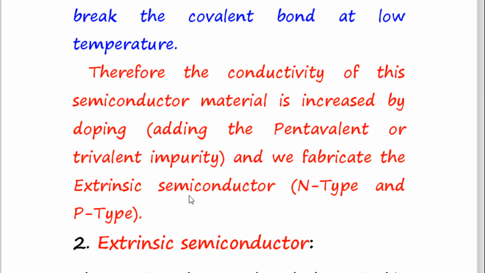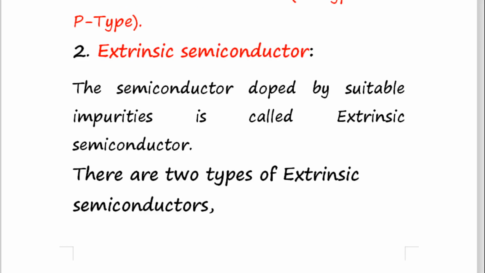And now we'll study how to fabricate extrinsic semiconductor material. Of course, extrinsic semiconductor material is fabricated from intrinsic only by adding trivalent or pentavalent impurity into it. So extrinsic semiconductor material is called n-type and p-type. So here, see, the semiconductor doped by suitable impurity, trivalent or pentavalent, is called extrinsic semiconductor.